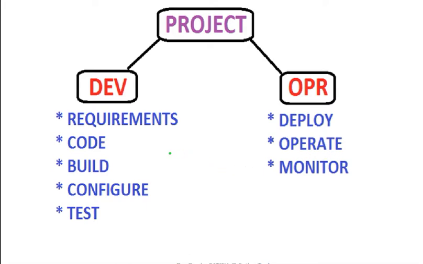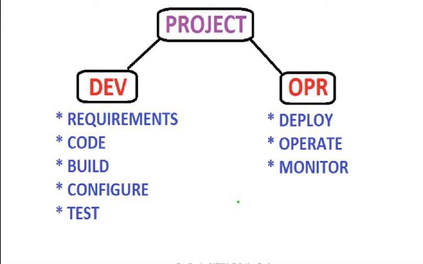If you see one by one phase, our dev team first will gather client requirements for the project. Then they will start coding, they will design the code, then they will build the code. In case of build, they will compile our source code and prepare packages like wars, jars, then they will configure and finally apply test cases. Once the development process is complete, it will be delivered to the ops team. This operations team will deploy our project on server, then operate and monitor.